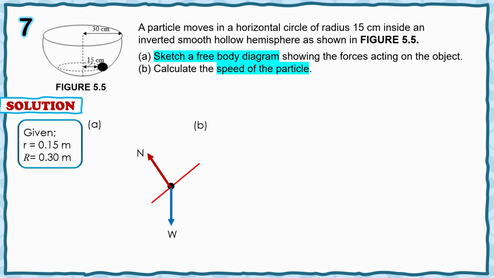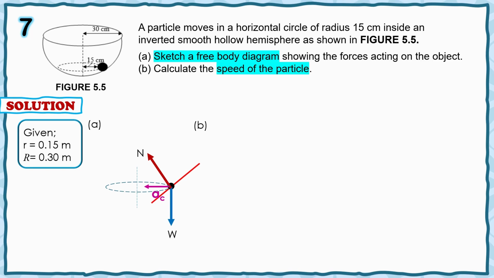So referring to the motion of the particle, we can identify that the motion of the particle is a horizontal circular motion. Because of that, the centripetal acceleration is directed to the center of the circular path. So this is your answer for the free body diagram.